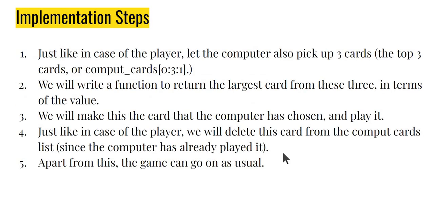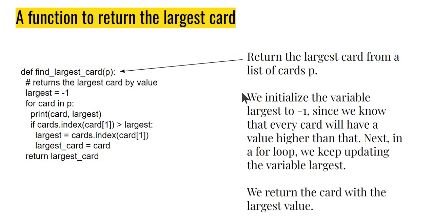The steps we will follow, like I said, just like in the case of the player, the computer also picks up three cards. For example, compute card 0 to 3, because top three cards. We'll then write a function to return us the largest card from these three in terms of the value. We will make this the card that the computer has chosen and play it. And just like in the case of the player, we'll delete this card from the compute cards list because the computer has already played it. And apart from this, the game can go on as usual. So really, it comes down to just one thing: writing a function that returns us the largest card from a list of cards. Quite easy to do, quite nice in a way.